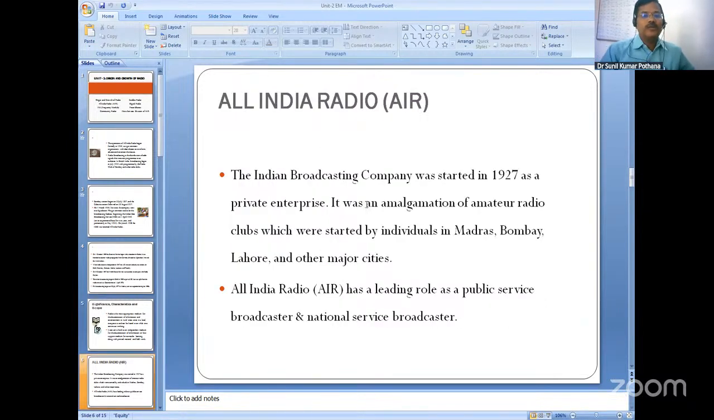All India Radio, the Indian Broadcasting Company, was started in 1927 as a private enterprise, the Bombay Radio Club. It was an amalgamation of amateur radio clubs started by individuals in Madras, Bombay, Lahore, and other major cities in the then British India. All India Radio has a leading role as a public service broadcaster and also a national service broadcaster.